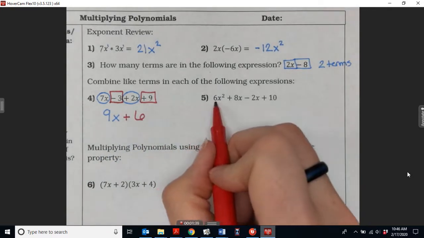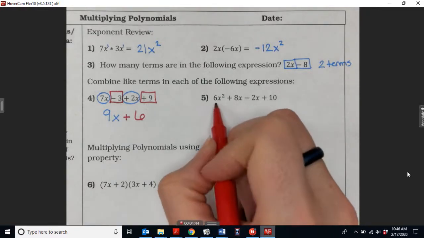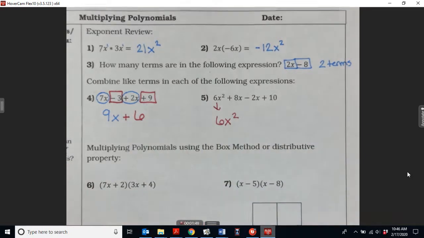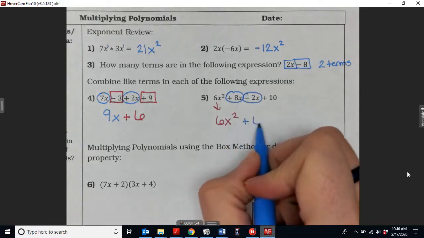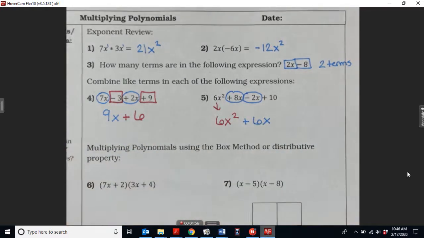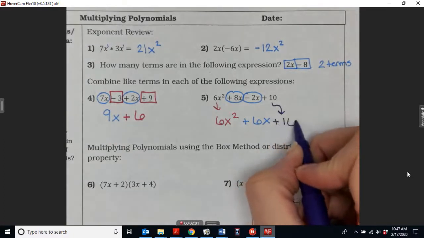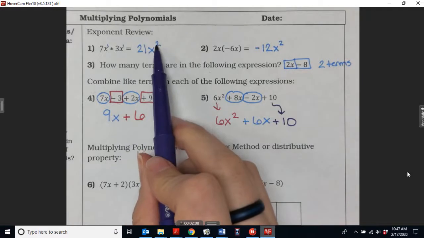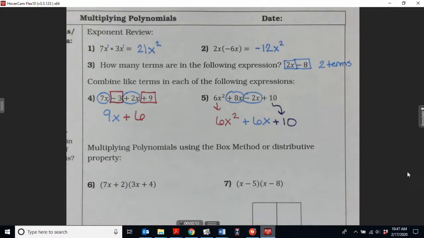If I come over here to number 5, 6x squared, if I look through the rest of these, there are no other x squared, so I just bring that down as part of my answer. And then I have 8x and negative 2x, which makes positive 6x. And then I also have a number here, but there's no other number, so I bring it straight down. And we're going to need all of these pieces to multiply today. We're going to need to be able to multiply and change our exponents, know how many terms there are, and be able to combine like terms.